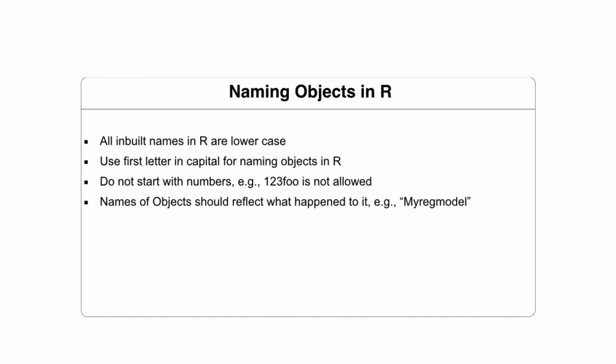Do not start a name with numbers. So if you want to name an object, do not start a name with a number like 1, 2, 3, foo, for example here. Do not write anything like this. Okay, so that's number one.